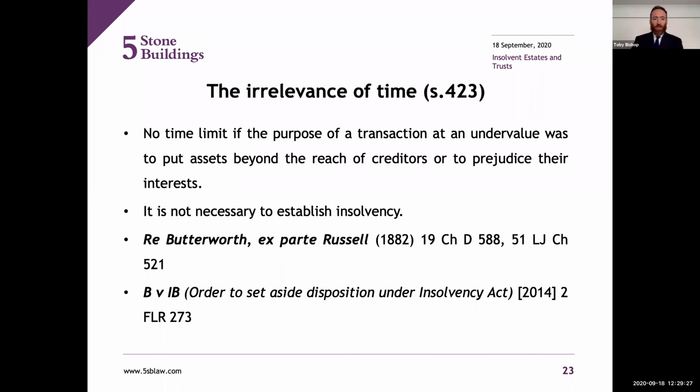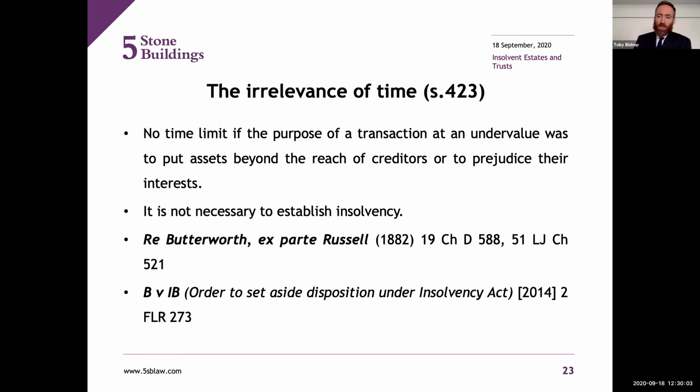Now, the final case that I'm going to mention is B&IB, an order to set aside disposition under the Insolvency Act 2014. So it's a family case. It's interesting to us estate practitioners because this power probably also rings a bell with you, because under Section 10 of the 1975 Act, you can, of course, also set aside transactions if they were for the purpose of defeating the 1975 Act claim.